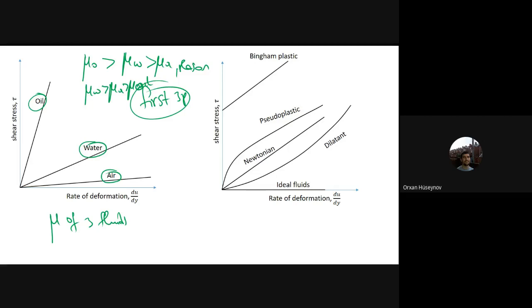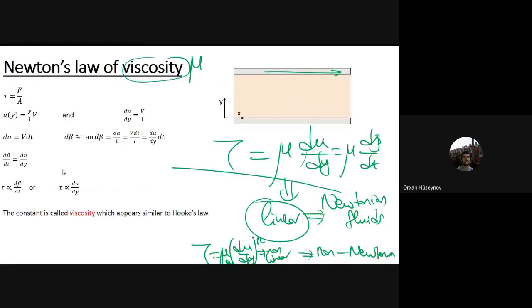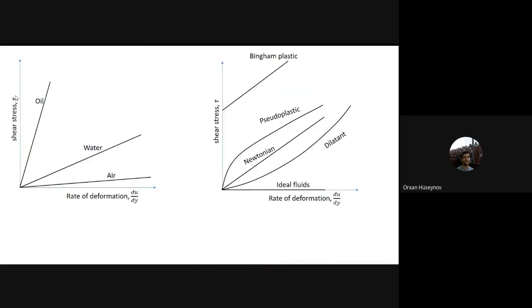No, you cannot understand the friction from this picture. This is just a graph. You cannot understand the friction from this graph, but you can understand something. This is Newton's law of viscosity. Tau is mu du dy. And this one is the tau, and this one is the rate of deformation. So there are two answers. Water greater than oil, greater than air. Ruslan is wrong.